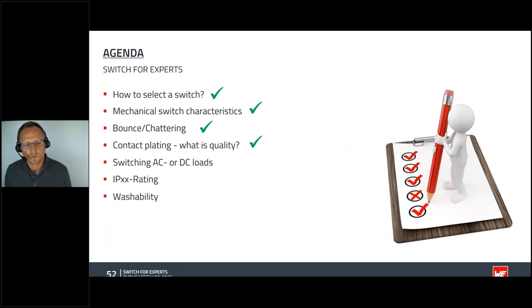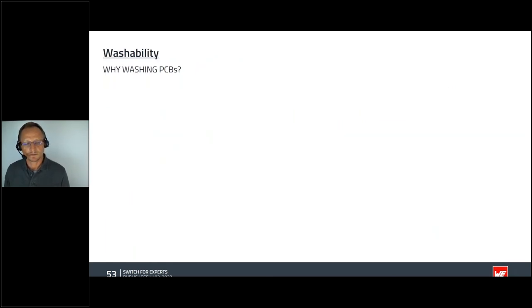And that leads me right to washability. Why washing PCBs? Lately, the washing of assembled PCBs after the soldering process is more and more a common request in the market. And what is the reason? What is the aim? First of all is the removal of resins and flux residues. Lead-free solder pastes with increased resin content and more aggressive fluxes could cause harm in the long term and therefore should be removed. New is that even no-clean solder paste turns out to be difficult to be left on the PCBs. It's kind of ironic that no-clean fluxes are the most difficult to clean.